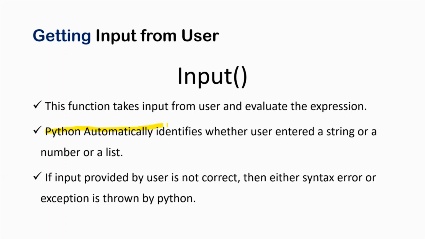Python automatically identifies whether the user entered a string, a number, or a list. This is also what happens when we do the input. So Python identifies that it's a list, a number, or a string. Fine. What if the input provided by the user is not correct? What will Python do? Python will just throw an error, or some kind of exception.